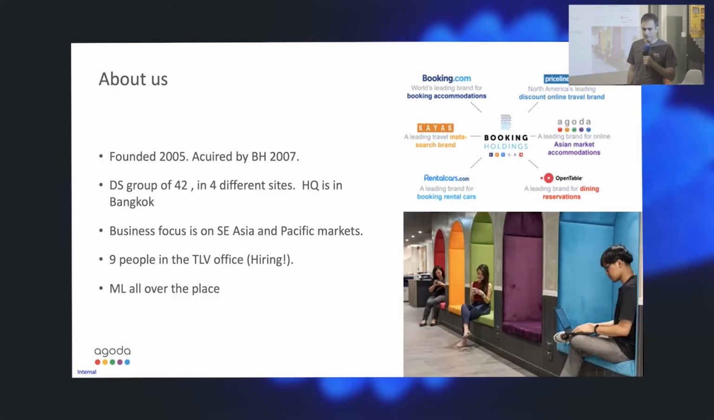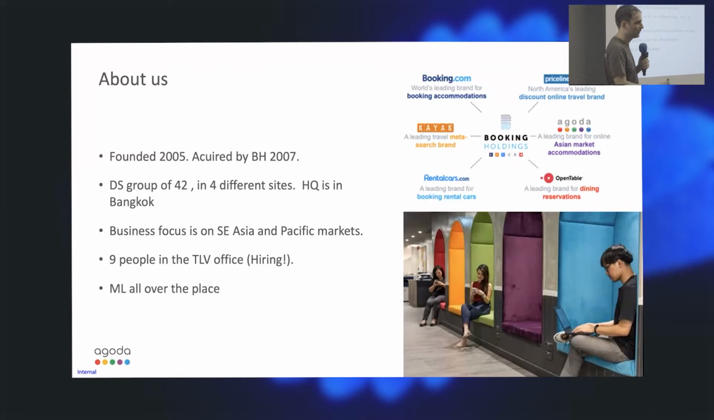We are a group of about 42 data scientists, and here in Tel Aviv we're about 9 and growing. And in travel tech, there is ML all over the place. When you surf the website, you get, I don't know, dozens of models running in the background, making all kinds of decisions of what you see. The prices you see, the hotels you see, and so on.